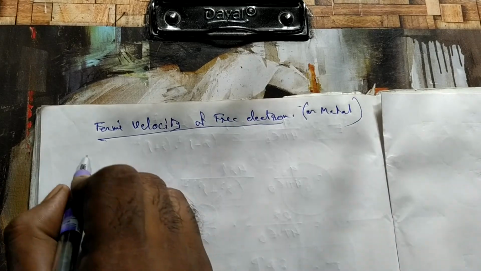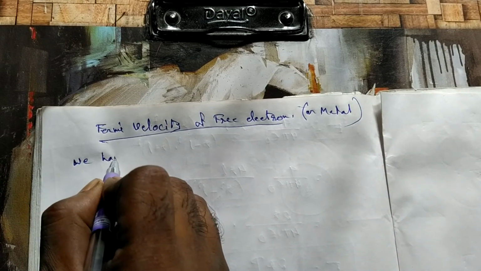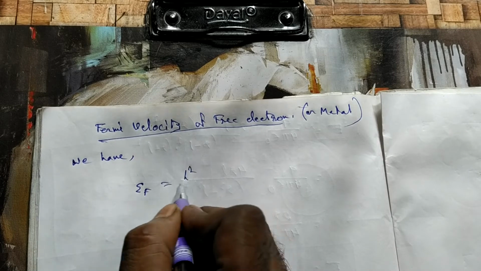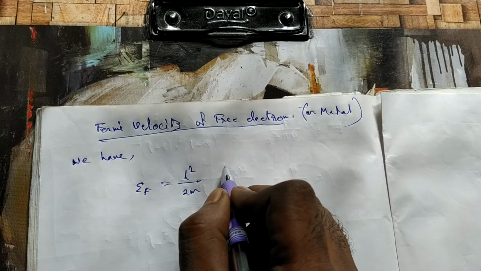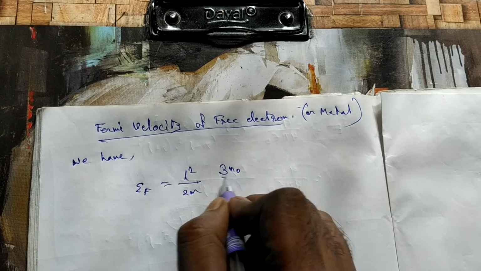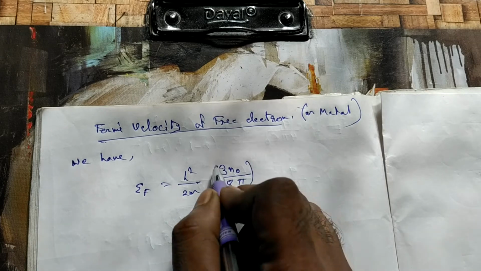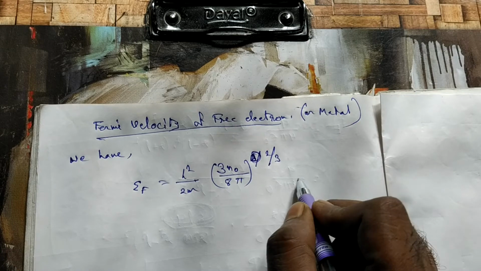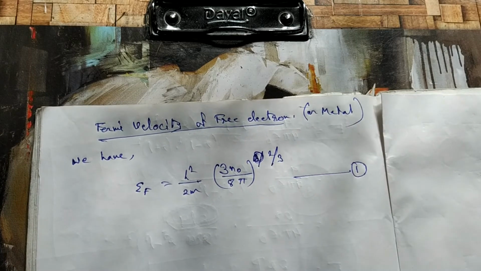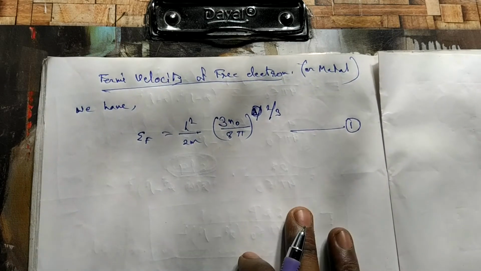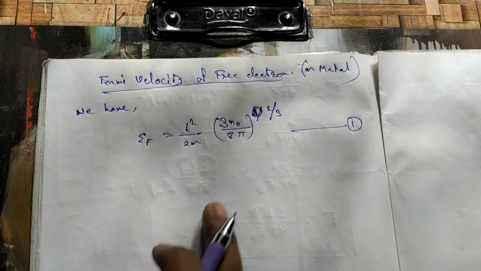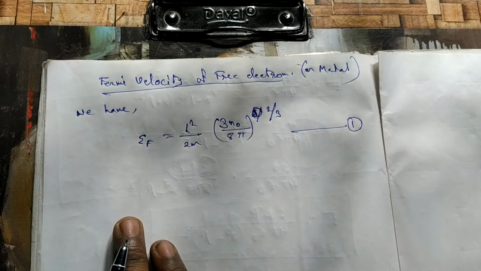In the last lecture we found that E_F is equal to h square by 2m, 3 n0 by 8 pi, whole to the power 2 by 3. This is the expression of the Fermi energy from the last lecture. This is the total energy of the Fermi level for the electron.